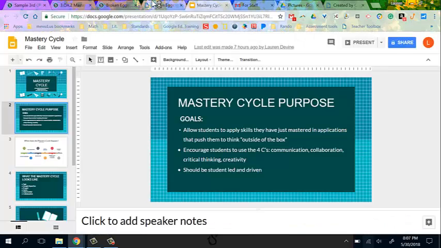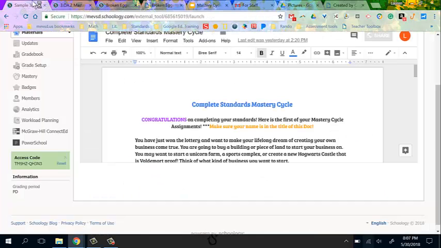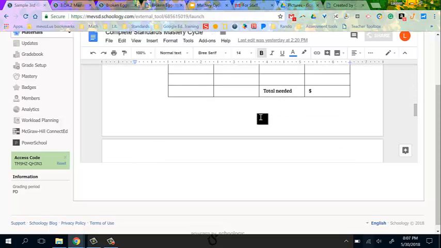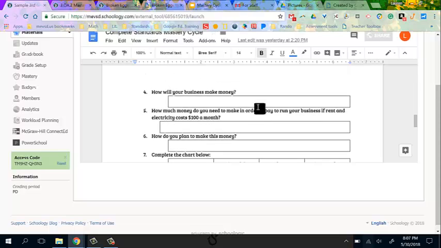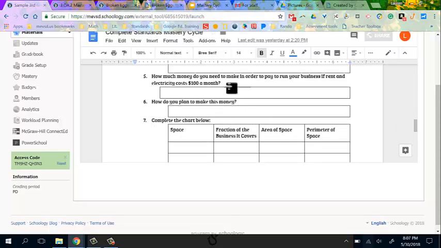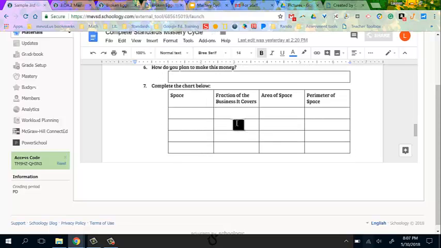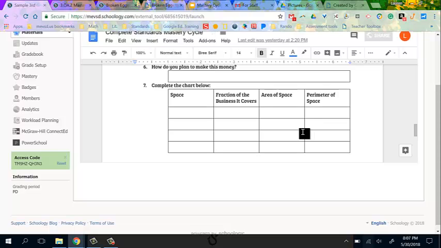But those are just some of the things that they did to show their mastery of all those different standards in 3rd grade. So how are they going to make the money? How are they going to pay rent and utilities? And then each part of their business, the fraction of the business it covered, the area of the space, and the perimeter of the space.